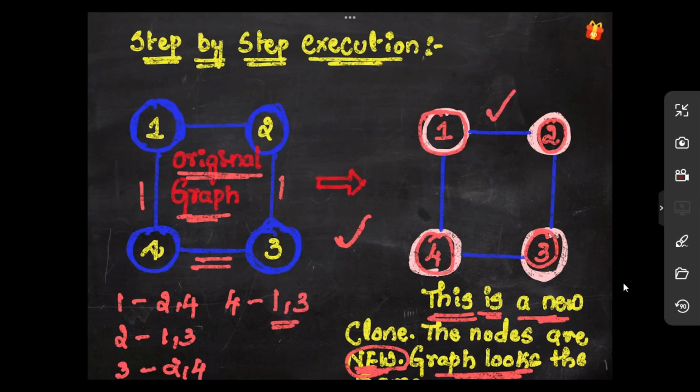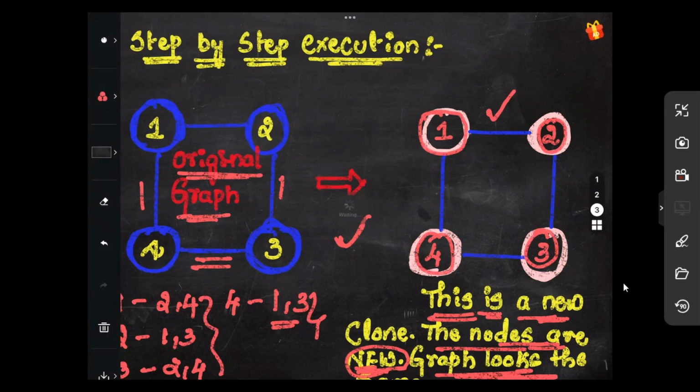Same goes with this one as well, as we are having the same node. So this is a new clone. The nodes are completely new, because we'll be going with a deep clone. Basically the graph looks the same with the same connections, right? So this is what we need to do. Let's see this one step by step.